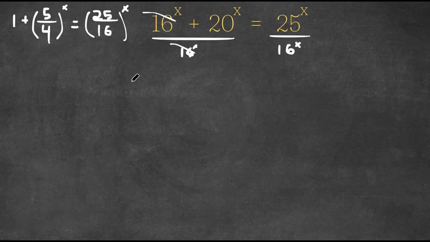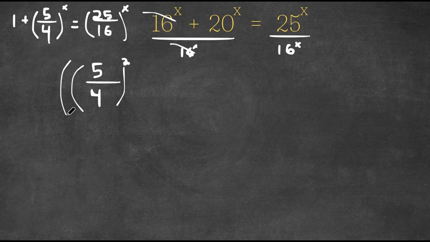Now, 25 over 16, well, this is equal to 5 over 4 squared. And now we have this to the power of x. And this is equal to 1 plus 5 over 4 to the power of x.